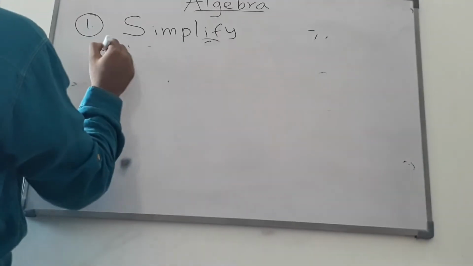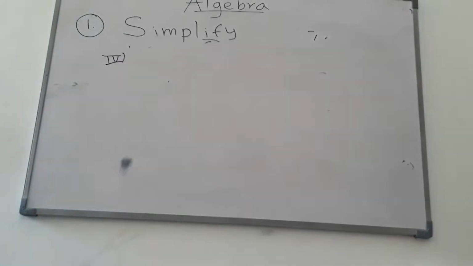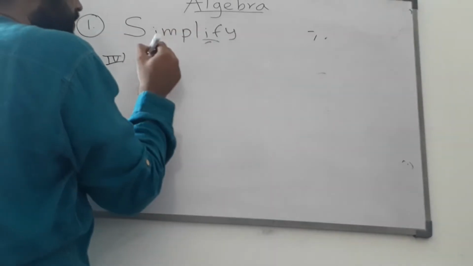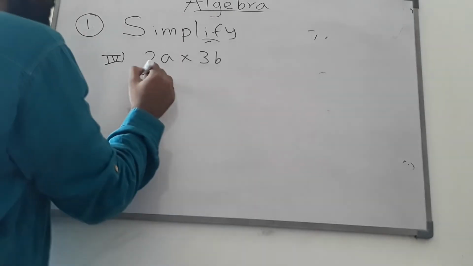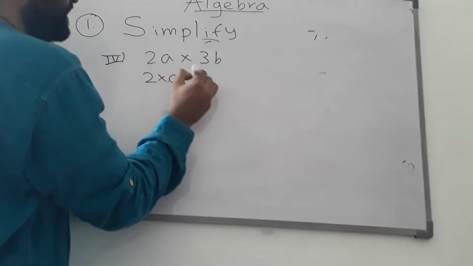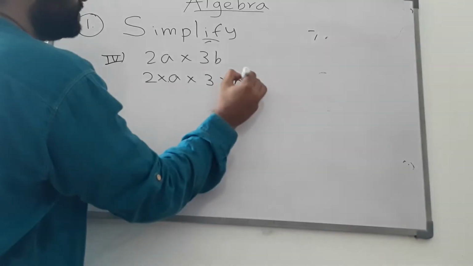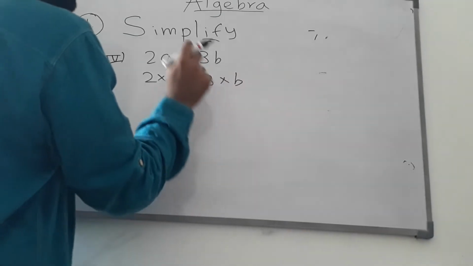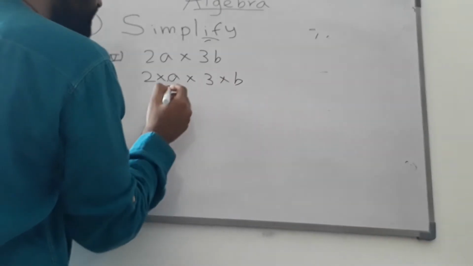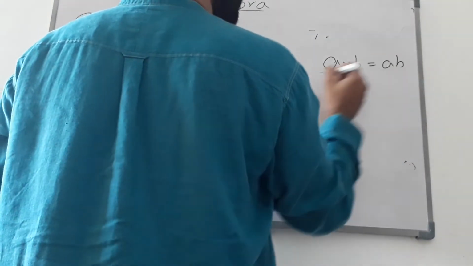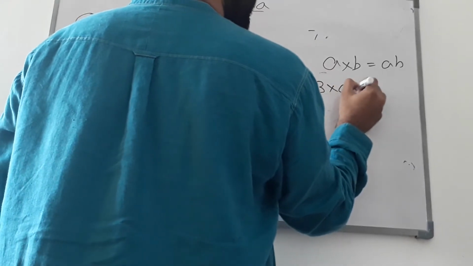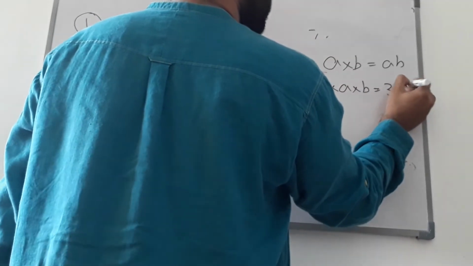Next example is 2a times 3b. Okay, 2a can be written like 2 times a. 3b can be written like 3 times b. So 2 times 3 is 6, 6 times a is 6a, 6a times b is 6ab. Because a times b is ab. 3 times a times b means 3ab.